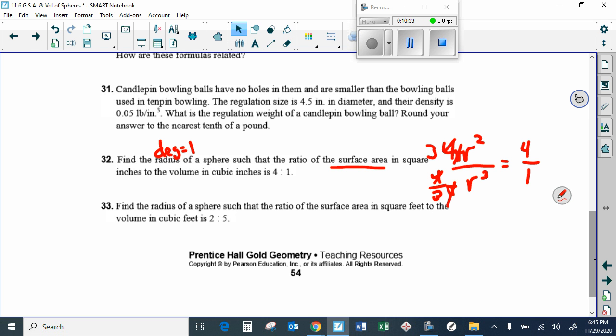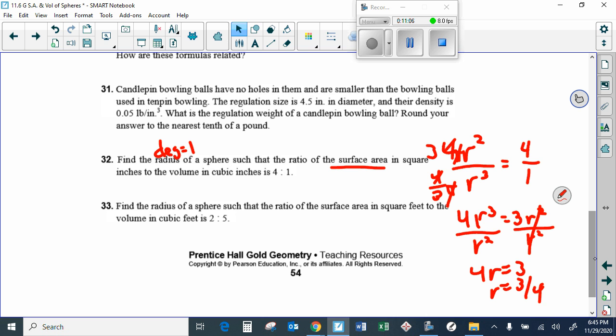Can I do it this way? If I cross multiply, I get 4r cubed equals 3r squared. Divide by r squared on both sides. I get 3 equals 4r. r equals 3/4. Let's see if that will work.